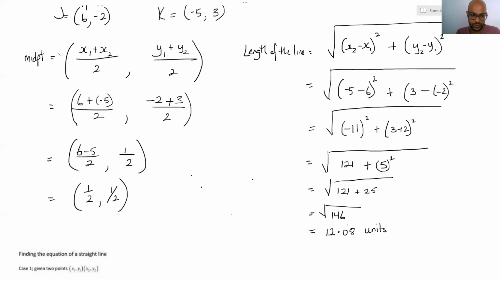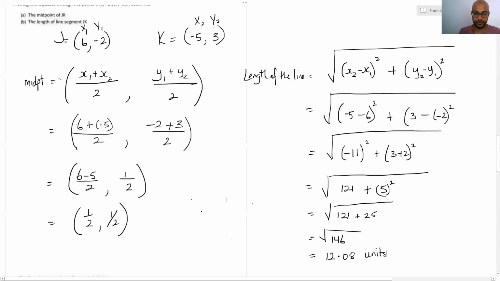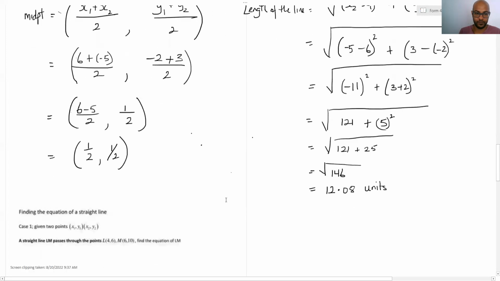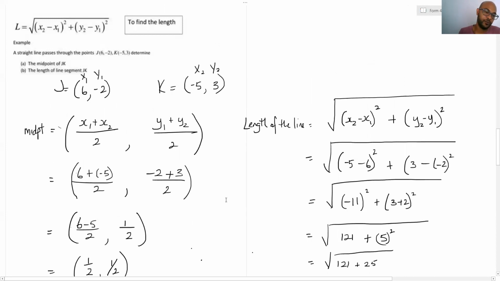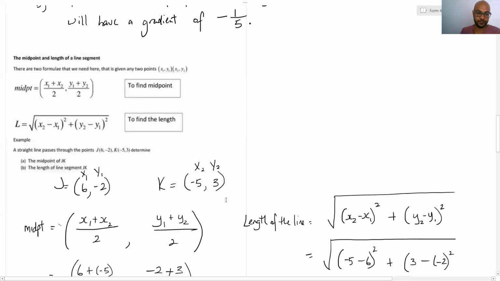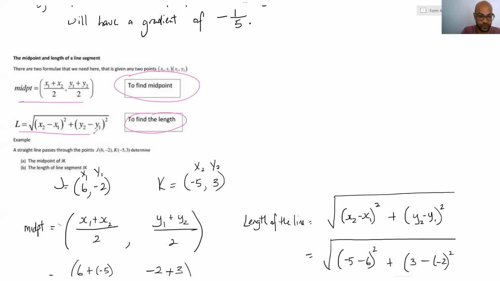So you're okay with that? You understand how to find the midpoint and the length of the line? Yeah? Right, so formulas are the most important thing, especially here for coordinate geometry. You need to know these. To find a midpoint, this is what you're doing. To find the length of the line, this is what you're doing. We have two examples showing us how we are applying these formulas in order to find the midpoint and the length of the line.